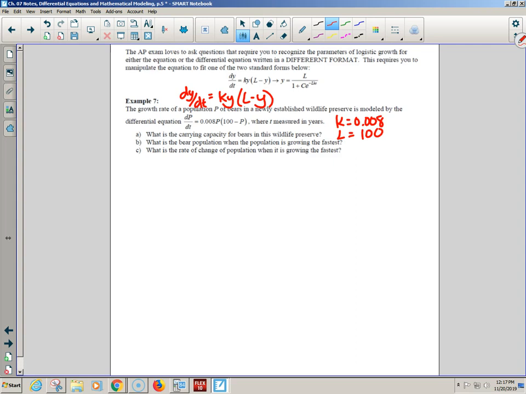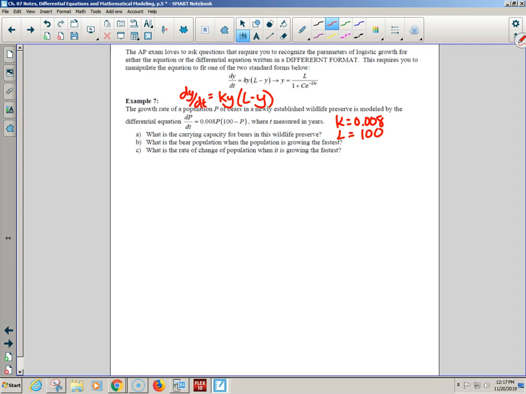So this wildlife preserve, it can sustainably not go past 100. Probably not even hit 100. 100 seems to be where they'll never go beyond. Oh, so letter A, what's the carrying capacity for bears in this wildlife preserve?